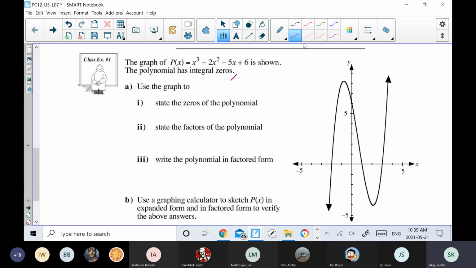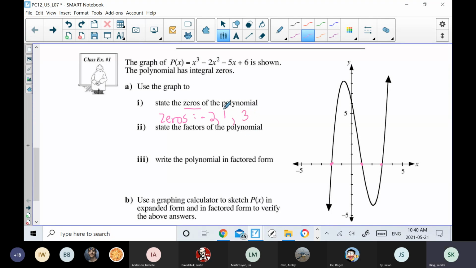You could graph it on your calculator to confirm these answers, but it says use this graph to state the zeros of the polynomial. So the zeros of the polynomial, where y is equal to 0, would be right here at -2, right here at 1, and here at 3. So the zeros of the polynomial, they are -2, 1, and 3.